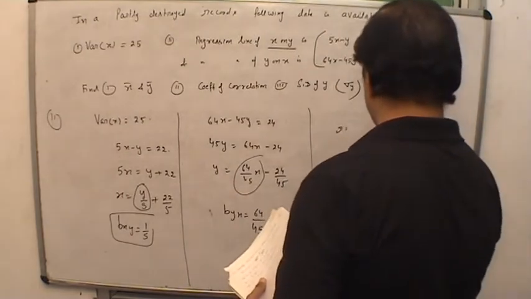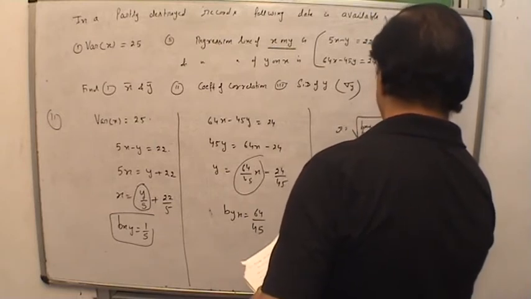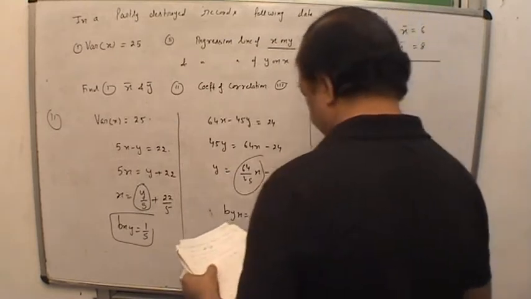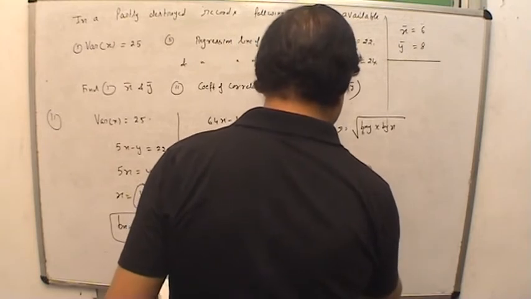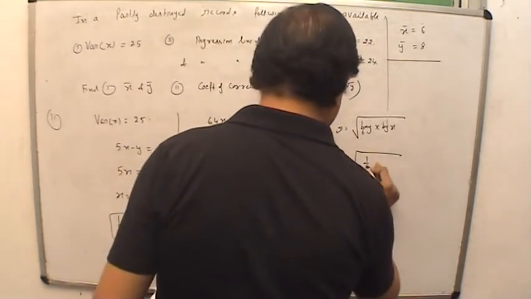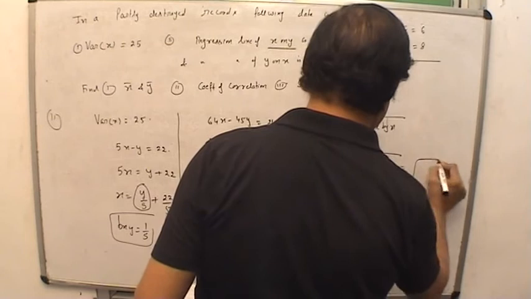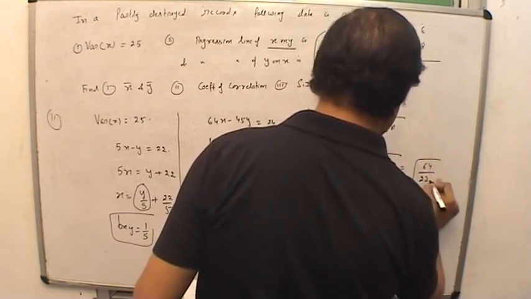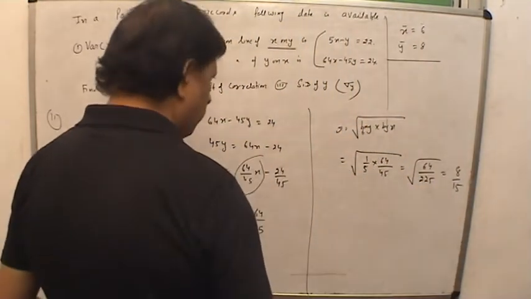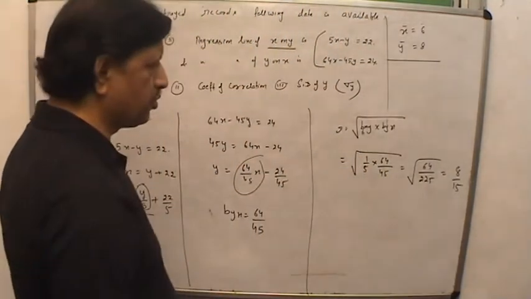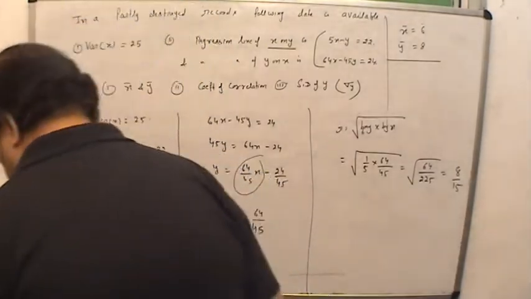Let's say r. We know r is equal to the square root of bxy into byx. That is equal to the square root of 1 by 5 into 64 upon 45, that is equal to the square root of 64 upon 225, and that is equal to 8 upon 15. And we know 8 upon 15 is positive and lies between minus 1 and 1. So it is a valid correlation coefficient r.